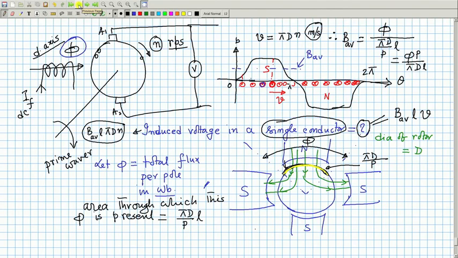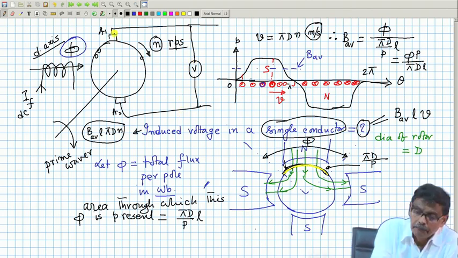Welcome to 63rd lecture. Remember that in my last lecture we reached up to this point. My goal was to find out what will be the voltage available across the armature terminals when no load is connected, open circuit condition. You have passed a DC current in the field winding, it has produced a flux per pole phi. Then my question was what will be the voltage induced in that.